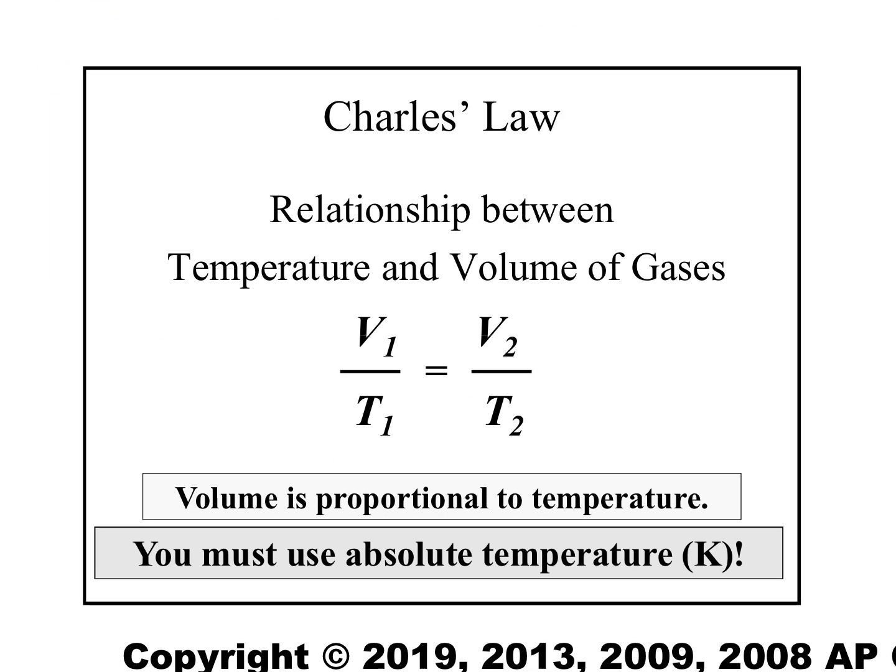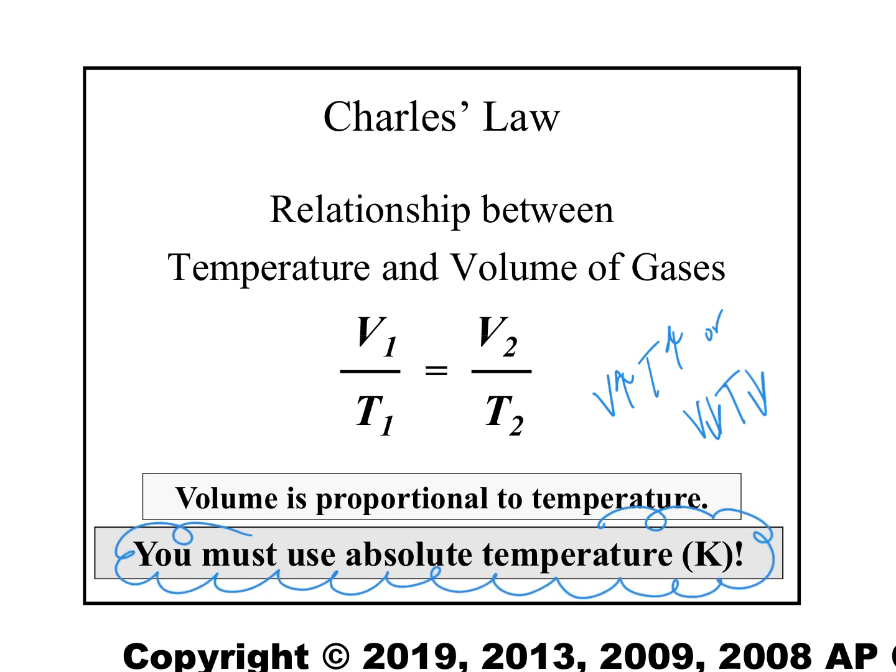All right, then we have Charles' law. Charles' law is about temperature and volume. So this equation is V1 over T1 equals V2 over T2. Volume is proportional to temperature, so that means if my volume goes up, my temperature goes up, or if my volume goes down, my temperature also goes down. But do not forget, you must use absolute temperature. Your temperature must be in the Kelvin scale. So add 273 to those degrees Celsius.